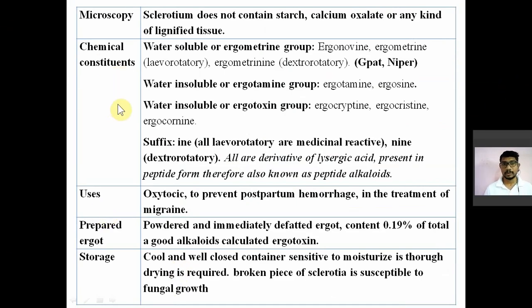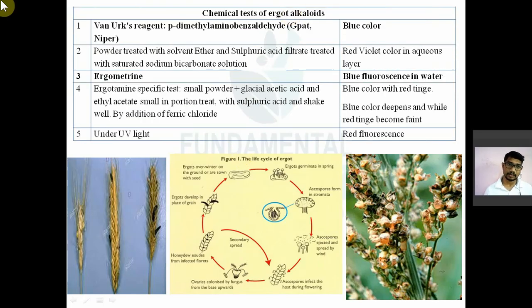Remember the types of chemical constituents: the water soluble ergometrine group, and the water insoluble ergotamine and ergotoxine groups. Those with the suffix INE are levo and those with NINE are dextro, and they are present in the form of salts of lysergic acid. Remember Van Urk reagent, that is paradimethylaminobenzaldehyde, known as Van Urk reagent. Ergot alkaloids will give a blue color.